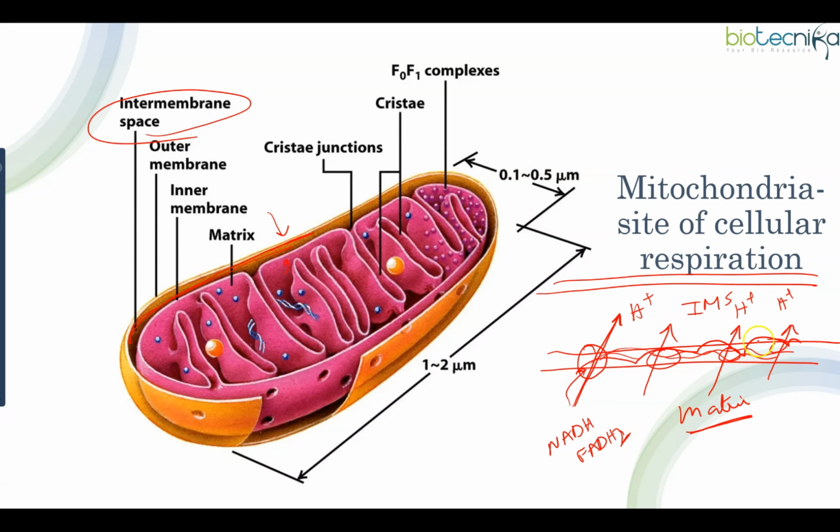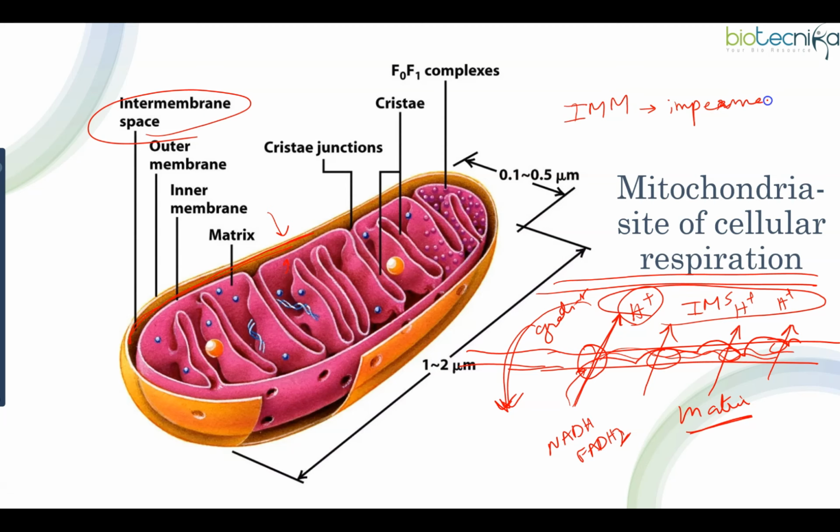Now these protons have to come back to the matrix, otherwise they will keep getting accumulated over here. It creates a gradient. This cannot stay as it is. So in order to come back to the matrix, they have to cross the membrane. But the problem is that the inner mitochondrial membrane is impermeable to H+ ions. These are important facts that you must know. The inner mitochondrial membrane is impermeable to most things, but most important here is the H+. So H+ cannot come through the membrane.